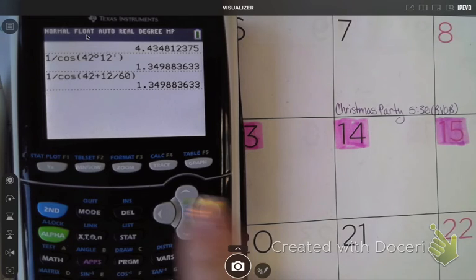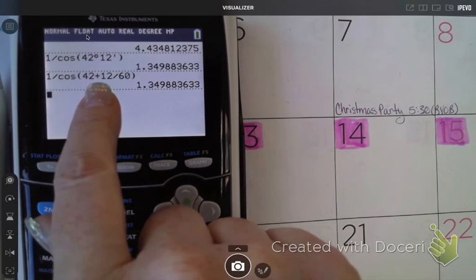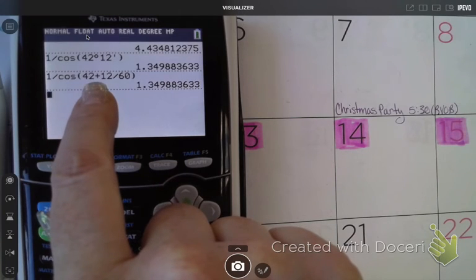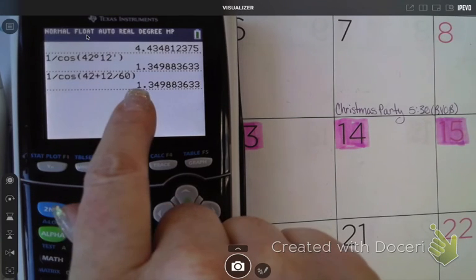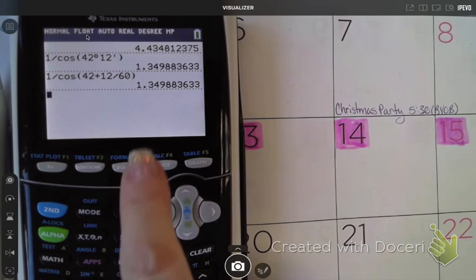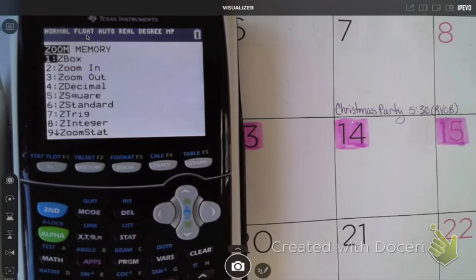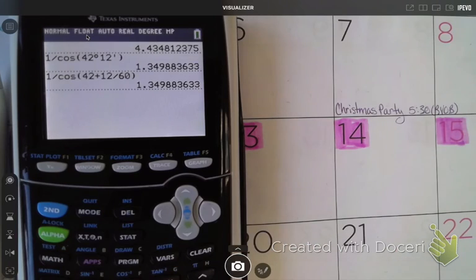Okay. Elena said divide by 60. Do you see what I did the second time? I did 42 plus 12 divided by 60. And I did that a lot faster than you went and got degrees and then got minutes, right? Did I get the same answer? Yes. Did I practice my conversion? Yep, I did. So either way works.